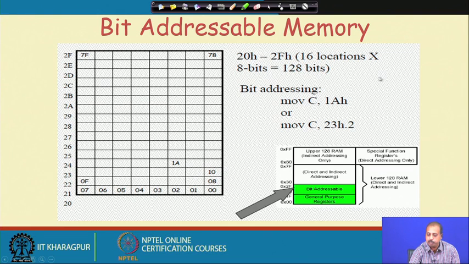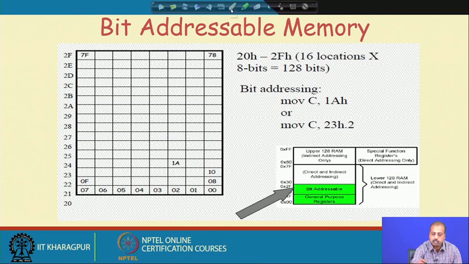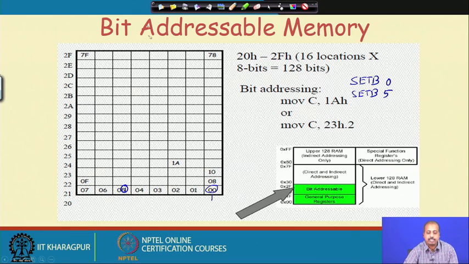If you are writing something like SETB 0, what will it do? This particular bit will be set to 1. Similarly, if you write SETB 5, this particular bit will be set to 1. This way we can access individual bits in 8051 instructions. We will see them in detail later.